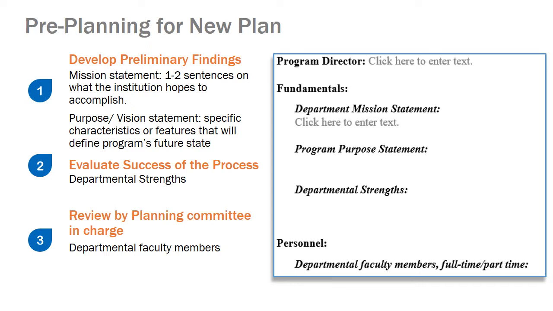The last step is review by the planning committee in charge. These are the people involved in the program who helped in creating this document and involved in tracking its progress. List all the faculty members involved in creating the tracking of this document. This can also include the advisory committee members.